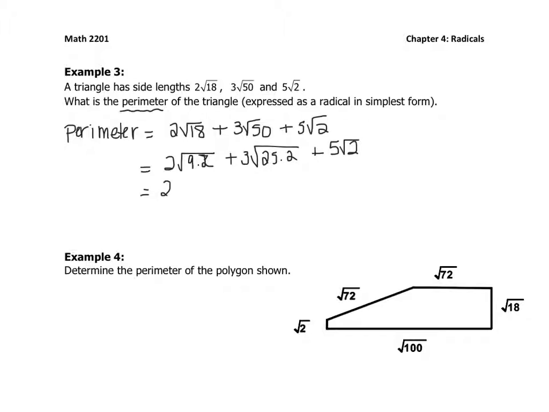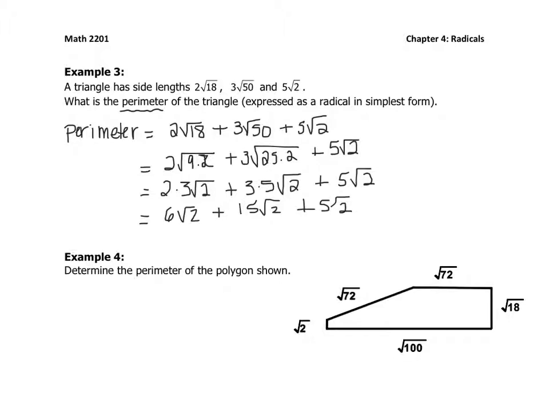So then we break down, separate the 9 and 2. You get square root of 9 comes out as a 3, and you're left with square root of 2 inside, and 3 times the square root of 25 is 5, and you're still left with the 2 under the root sign, and then you've got 5 root 2 still from the previous step. So 6 root 2 plus 3 times 5 is 15 root 2 plus 5 root 2. And when you look at all those, they're all root 2's, so that means you can add those and get 6 plus 15 is 21. 21 plus 5 is 26 root 2.